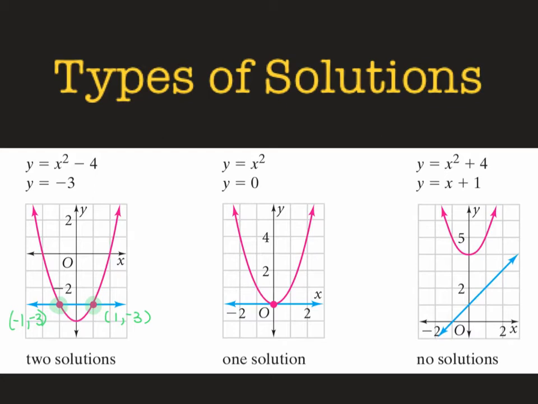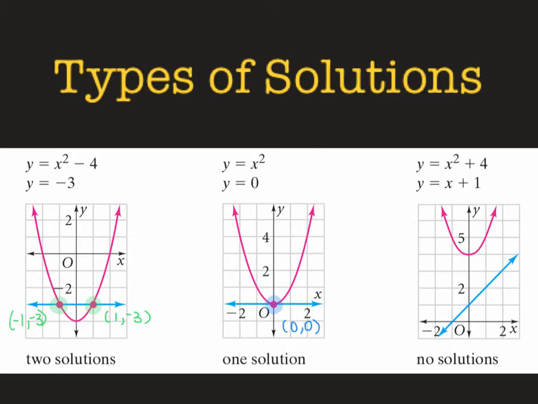Next up, we do have a one solution system. Now you can see that in this one solution, they are only intersecting at one point. So you would just label that one point, and for us, that's going to be (0, 0). And that's the one and only solution that you will see for that system.